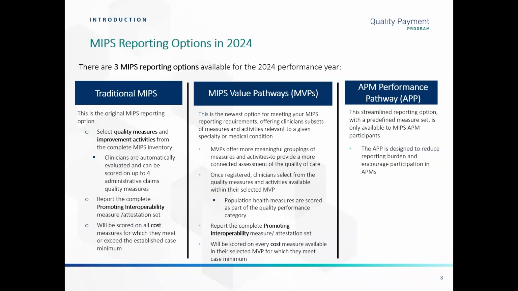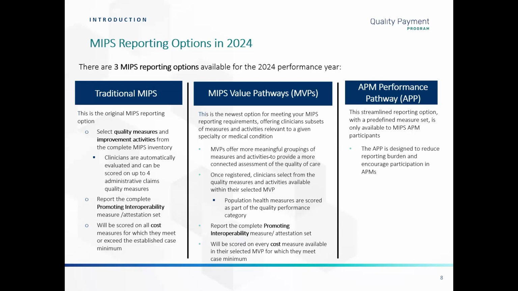Okay, so there are several reporting options, and you need to choose one. So we have traditional MIPS, and that has been around since the beginning of the program. And you look at the inventory of quality measures and see what's applicable to you. Same with the improvement activities inventory. And you have choice over what you need to submit. And promoting interoperability, there's very little choice, but you have to submit all the requirements, and that's the measures and the attestations. And cost, as I said, CMS submits.